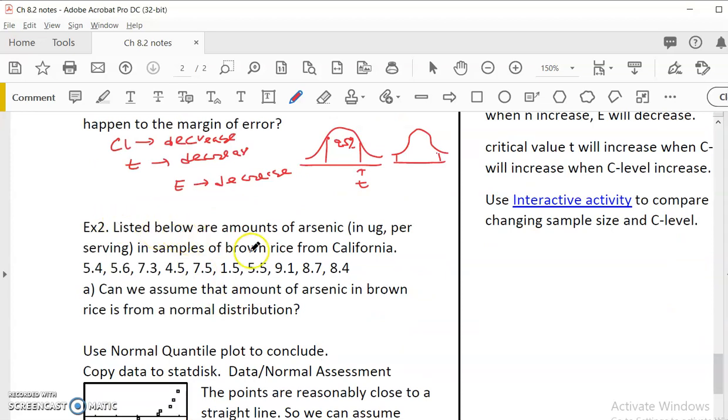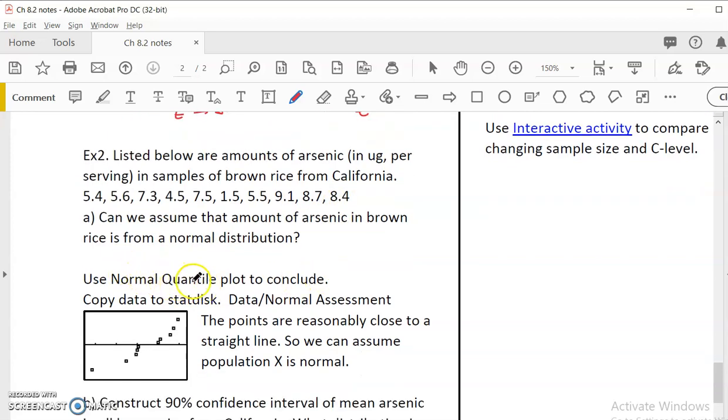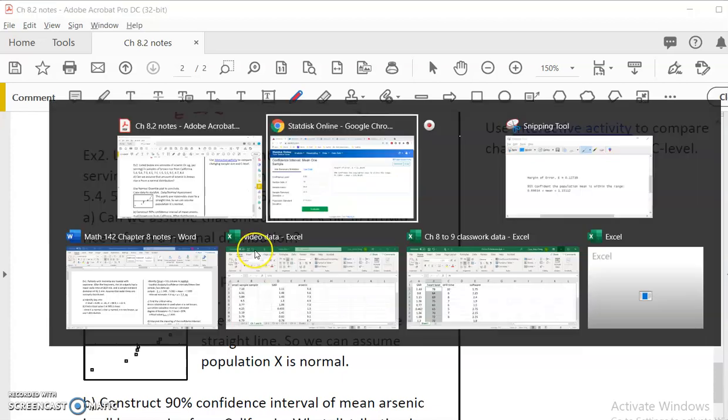Next, the list below shows the amount of arsenic. So these are data, right? We have some data from California, and they didn't say that they are normally distributed, and we have such a small sample, right? Can we be sure the x bar is normal? Can we assume the amount of arsenic in brown rice comes from a normal distribution? If it is, then I don't have to worry about having a large sample size. So what can we do? We would use normal quantile plots for normality assessment.